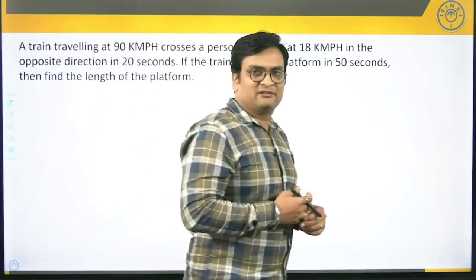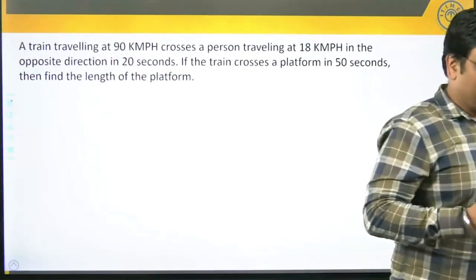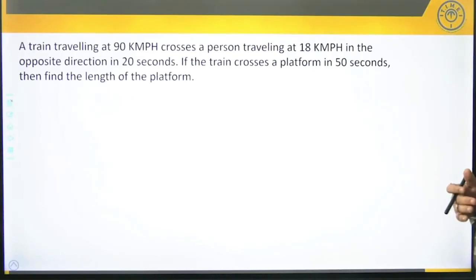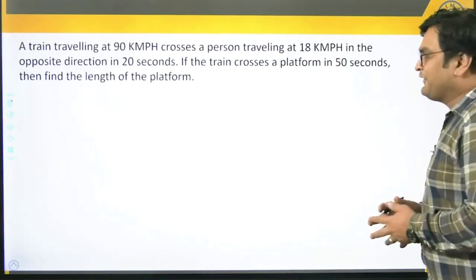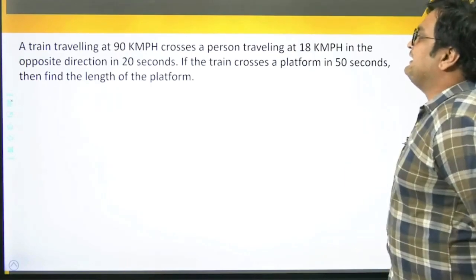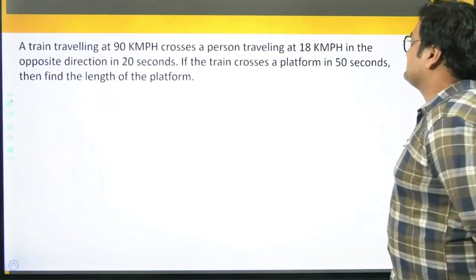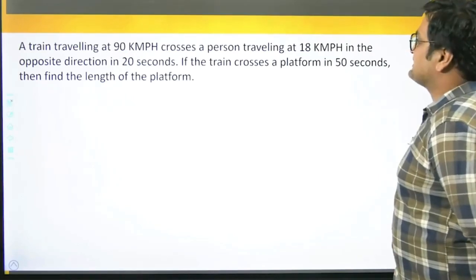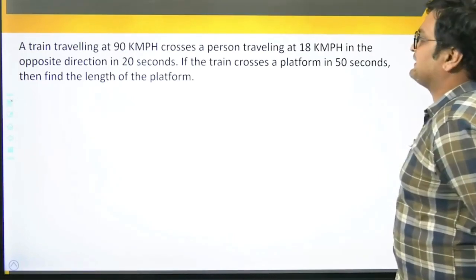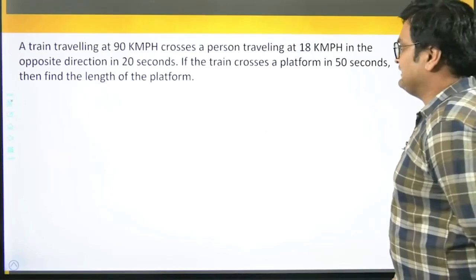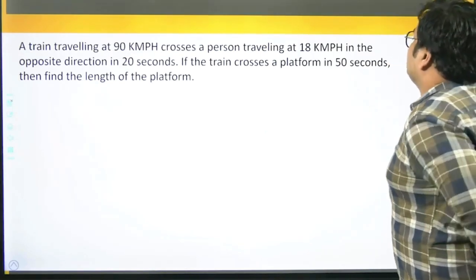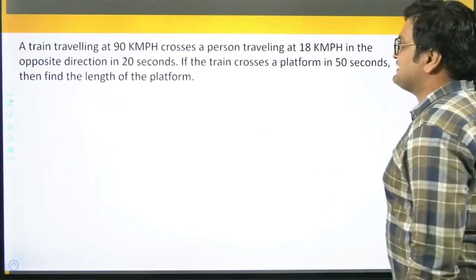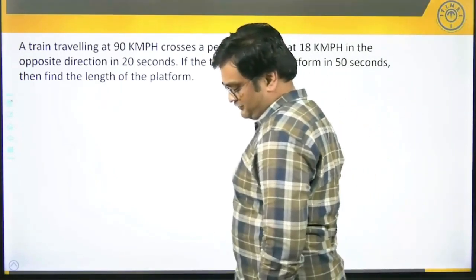Have a look at this question. Pause the video, try out this question once yourself. So let's solve it here in the class. It says a train traveling at 90 kilometers per hour crosses a person traveling at 18 kilometers per hour in the opposite direction in 20 seconds. If the train crosses a platform in 50 seconds, find the length of the platform.